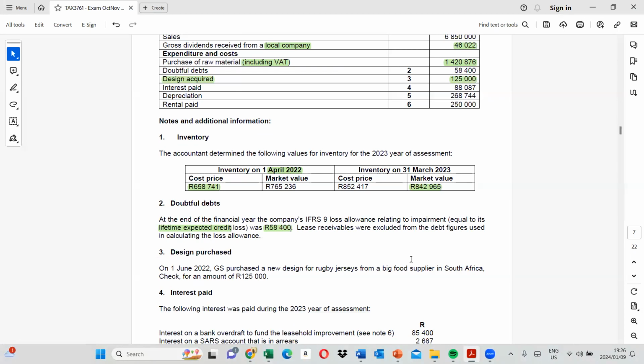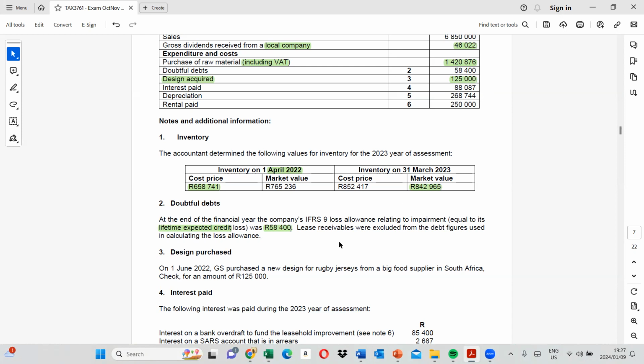All right. So the design, on 1st of June 22, GS purchased a new design for rugby jerseys from a big food supplier in South Africa for an amount of 125. Now, do you see the account is deducted 125? But what does SARS say? Design is of a capital nature. You qualify for an allowance of 10% in regards to design.